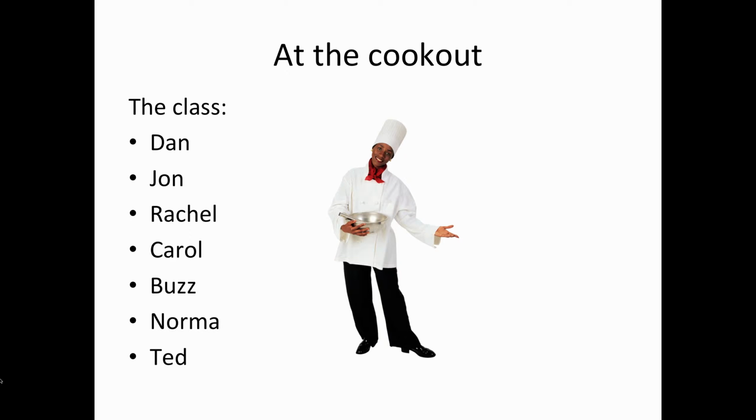Dan came to the cookout and he said to the chef, "Hi, I'm Dan." There's the input. And the chef said, "Okay, you get a burger meal." There's the output. John said, "My name's John." That's the input. The chef said, "You've got a veggie meal."